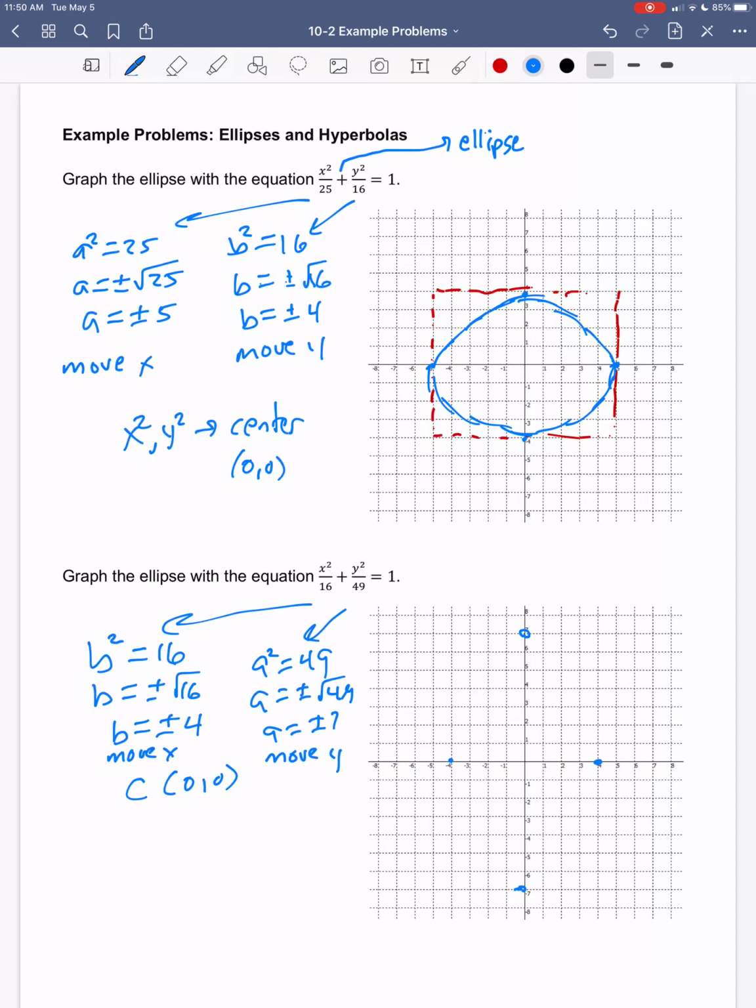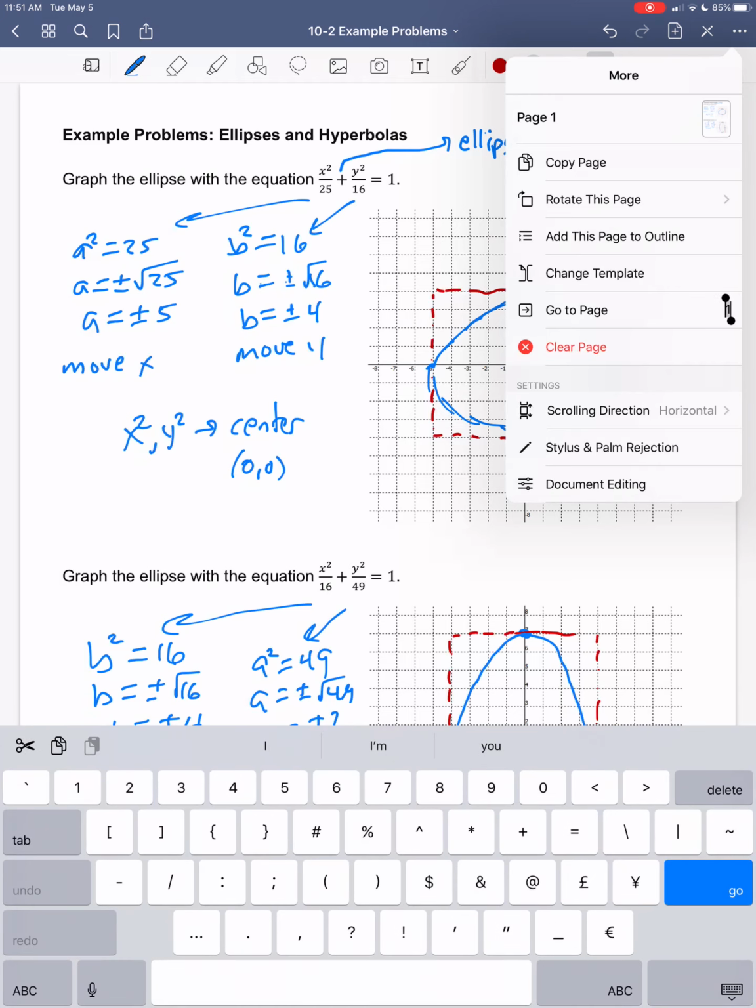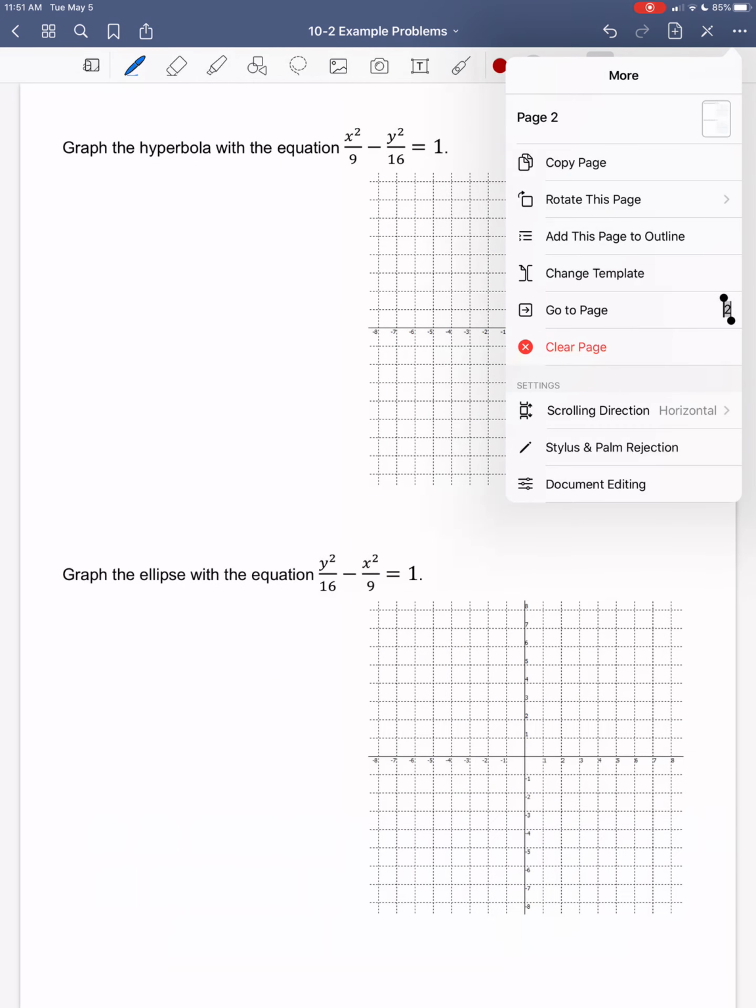And then I could draw in my rectangle if I want. Right. And then I know my ellipse has to fit inside that rectangle. So it's going to come up, down here, and curve around, and there would be the ellipse. So ellipses we graph that way. Let's graph a couple hyperbolas. They're not really too much harder.